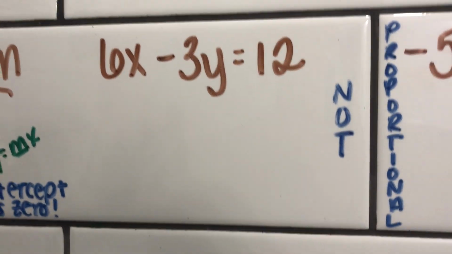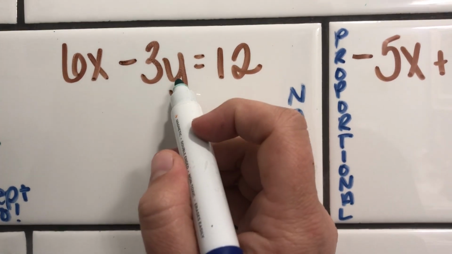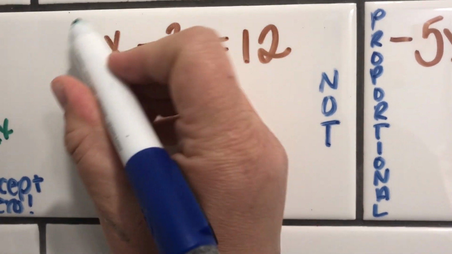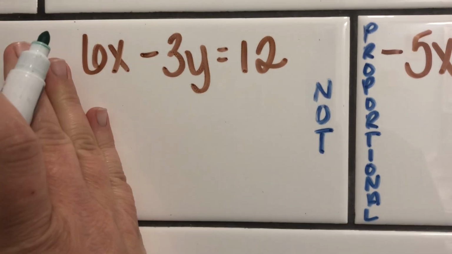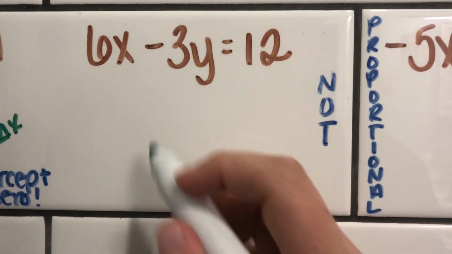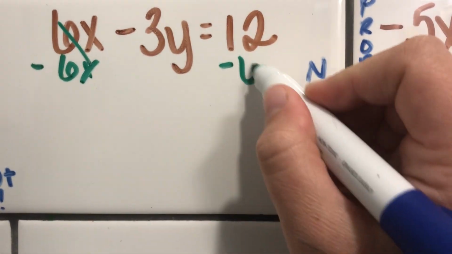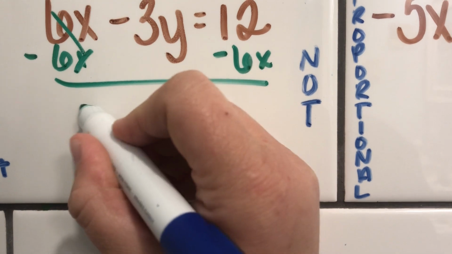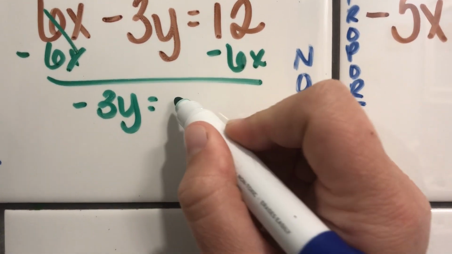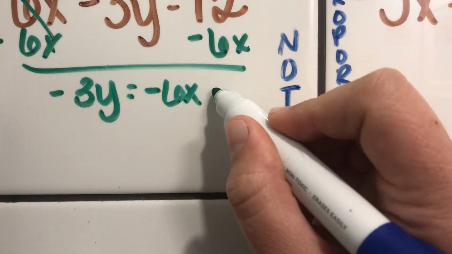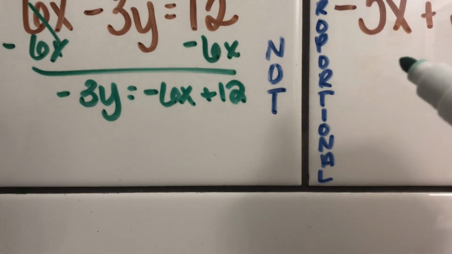So this is a review of how to move this around and get the y alone. Remember, we need to move our x term first. And if I do something to one side, I have to do it to the other. So here I'm going to subtract 6x on both sides, and I'm left with negative 3y equals negative 6x plus 12.